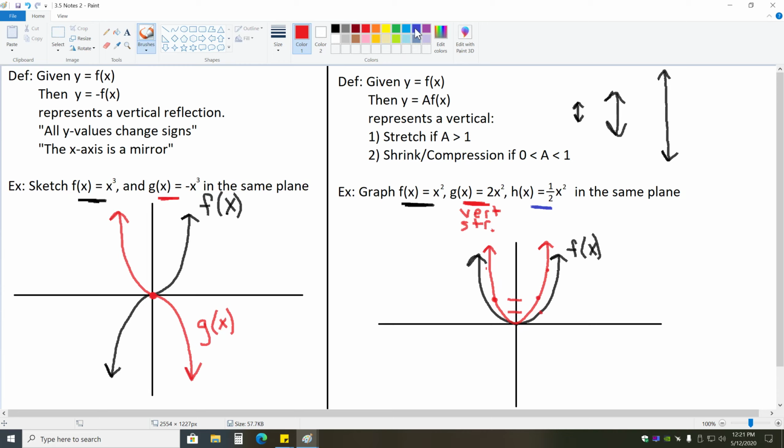Okay, from here, let's go ahead and graph h of x. Before we do, I should quickly label. This is g of x. It's always good to label these graphs. So h of x is 1/2 x squared. So what's going to happen to this point with the y equals 1 that we talked about earlier? Well, when we multiply it by 1/2, that means we are going to get a vertical shrink.